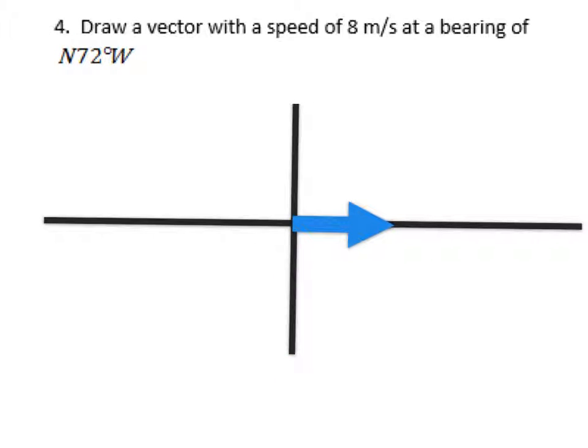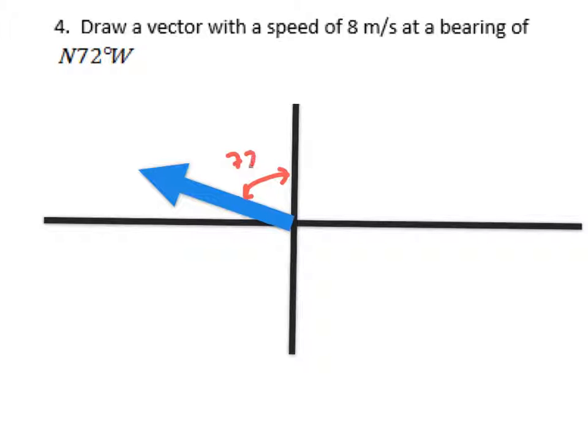Number 4, draw a vector with a speed of 8 meters per second at a bearing of north 72 west. Since they give you north, south, east, and west on it, you're going to start wherever it tells you. I'm going to start off north, and I'm going to veer off 72 degrees in the west direction. We know that this is 90, so if I'm going to veer off 72, that may be about here, which means this angle in here has to be 72 degrees. So it's basically 72 degrees between the north and the west. I'm starting off north, and I'm veering off 72 degrees in the west direction. On that one, my magnitude is 8.